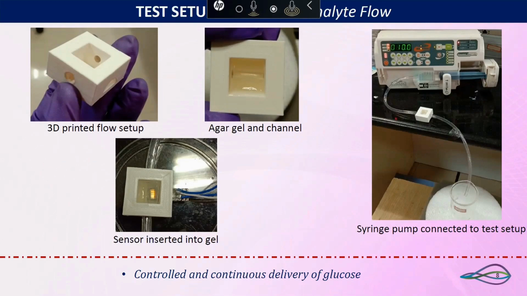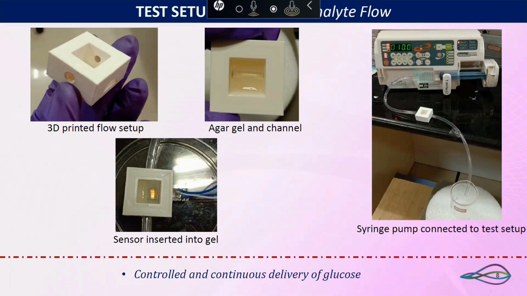This is a 3D printed test setup. I don't know if you can see it. There's a through hole in the setup, and there is a slot for electrode insertion. We fill the setup with agar gel, and we make a channel through the setup for the flow of analyte. The sensor along with the PCB is inserted beneath the channel within the gel, and we connect the entire setup to a syringe pump.